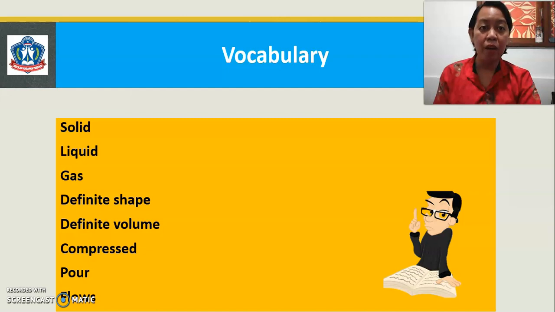For our vocabulary, here are the new words that you are going to learn for this lesson. Solid, liquid, gas, definite shape, definite volume, compressed, pour, and flows. So take your time to check their meanings in your dictionary if you have one at home, or you can Google it in Cambridge Dictionary online.